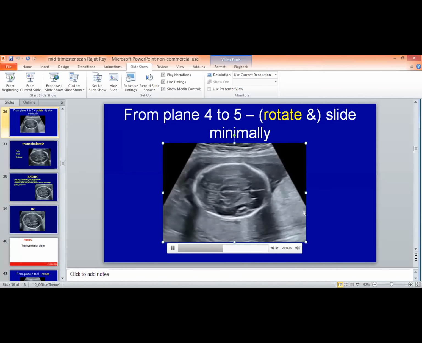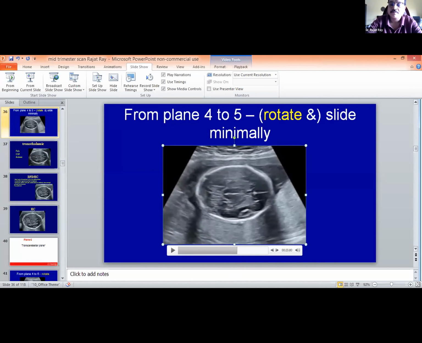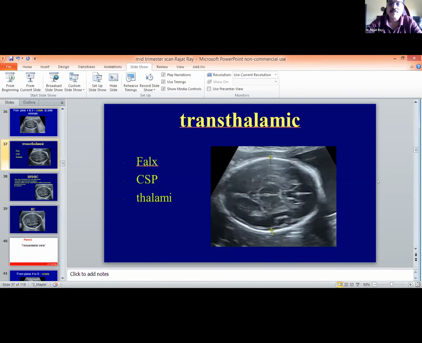So now you are getting the transthalamic plane. In the transthalamic plane, this is the plane where you measure the BPD or head circumference for the biometry. Again see the midline falx. If two halves are equal, it will be midline. Anteriorly, we are seeing the cavum septum pellucidum. Posteriorly, we are seeing the two thalami forming almost an arrow sign, pointing towards the occiput.